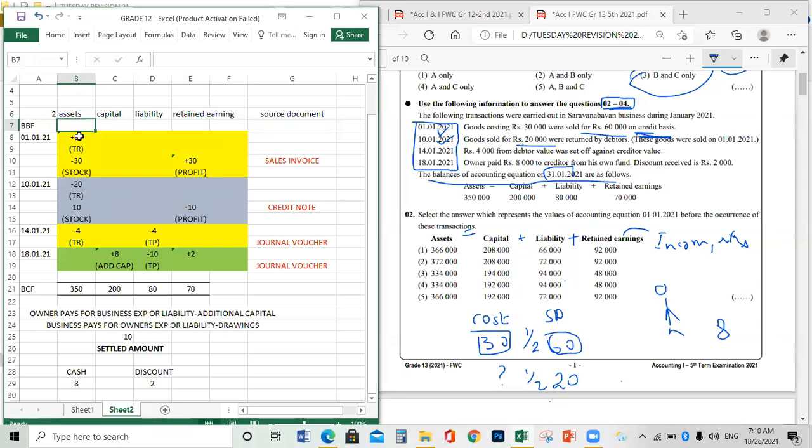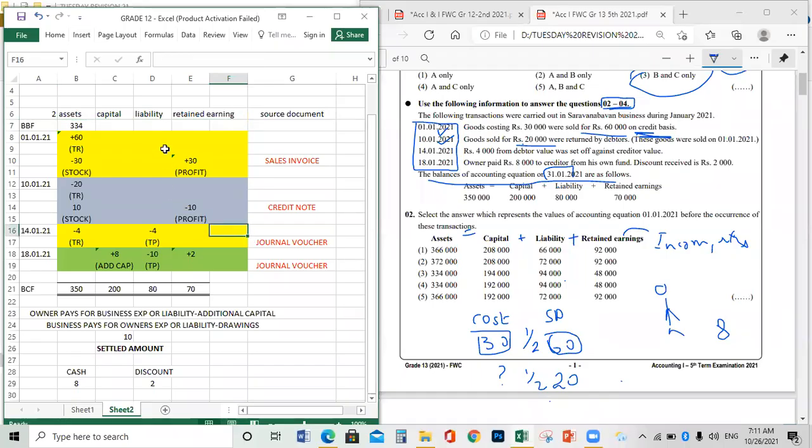Okay, so this plus this minus plus minus will give you 350,000. Then you have to find the opening balance, so you have to go backwards. If it is minus, you will add. And if it is addition, you will deduct. Like that, you go backwards, guys, and you will get the answer. So that is going to be 334,000. 334,000 will be your asset value.